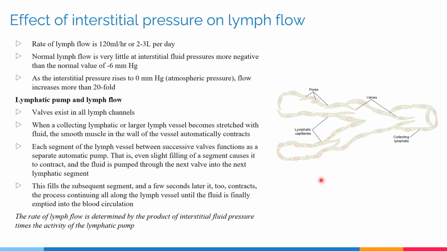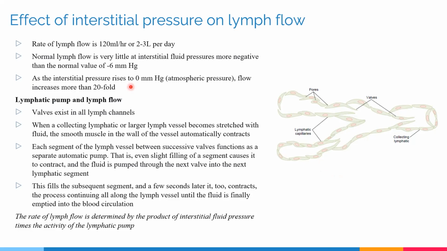and lymph flow itself will stop. But in case interstitial fluid pressure rises to a higher value, then the amount of interstitial fluid which will try to get into the lymph vessel will also increase, as fluid will try to flow from a higher pressure to a lower pressure in the lymph vessels themselves. And thus, this can increase the lymph flow to around 20-fold.